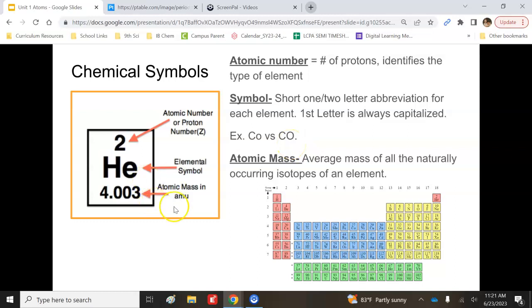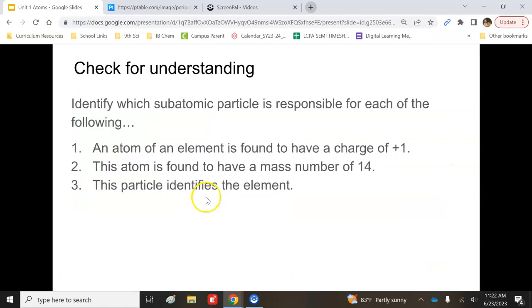The last number is the atomic mass. Again, this is the average atomic mass of all the naturally occurring isotopes. And so this is not our mass number, but this is an average. And we'll talk more about what that is and how we calculate it in a later topic.